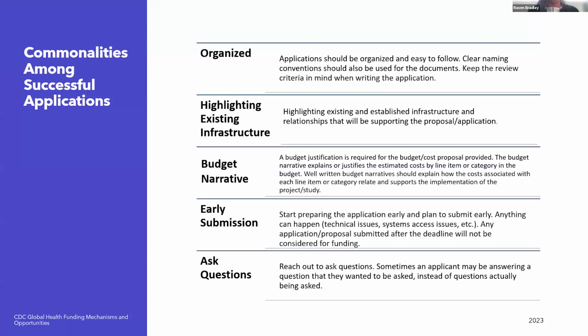So here are some commonalities that we've observed among successful proposals or applications. Regarding organization, I think what's really key to know is a lot of times the persons who are reviewing your applications have other job duties they're performing as well. So you always want to keep your application or your proposal very clear, well outlined, and succinct to the funding announcement that came out. Keep the review criteria in mind when you're writing your application, because in those announcements, we're telling you what criteria and what scoring points are going to be given to each section. So you really want to write with that in mind, highlighting your existing infrastructure.